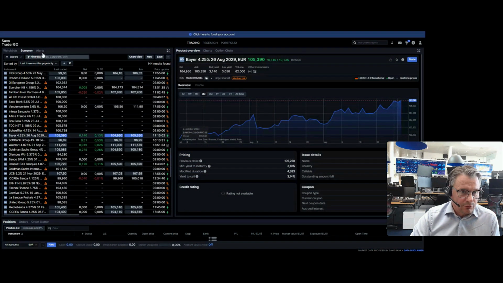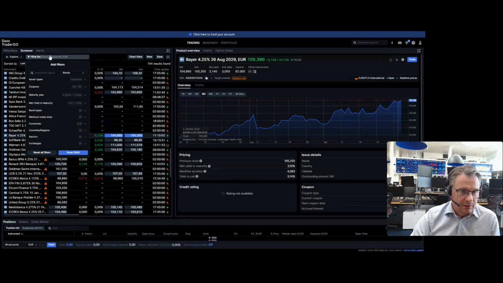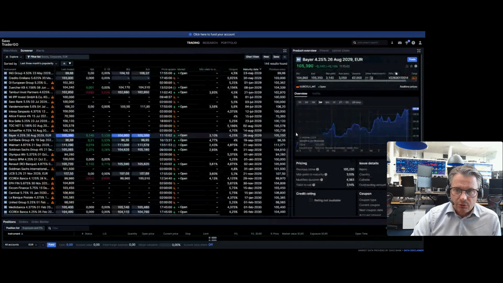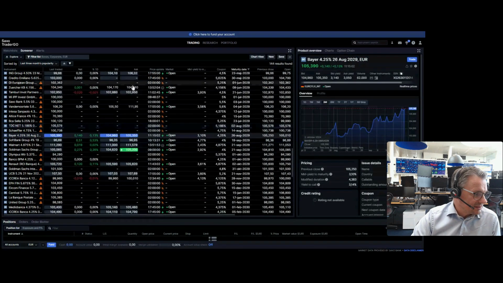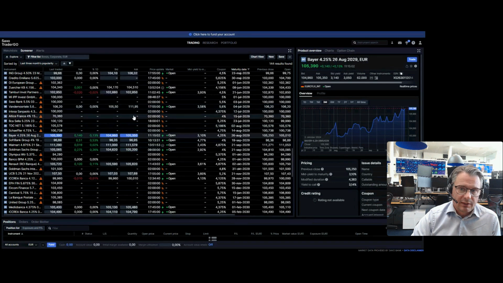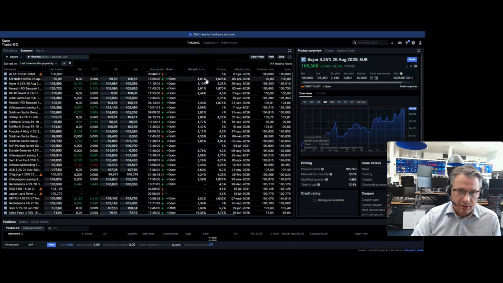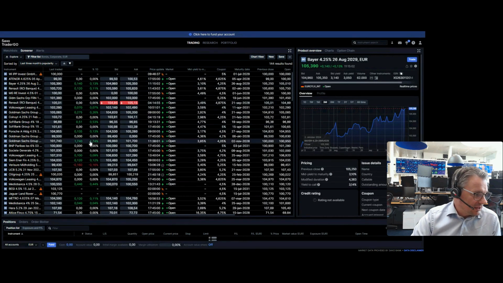You can also store the screeners that you come up with as watch lists, and the watch list and the screener itself also has a lot of bond related information in there. So for example, you can filter or sort on yield to maturity. You also have the coupon, the maturity dates, etc.